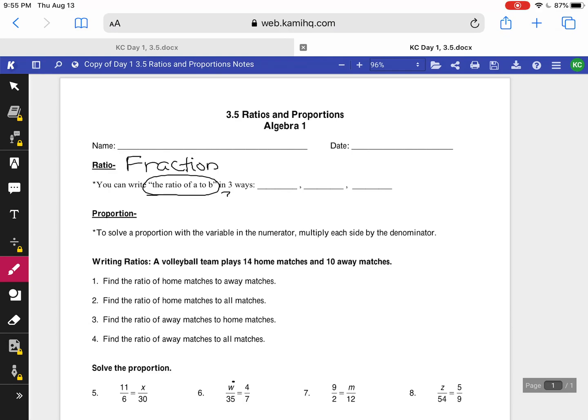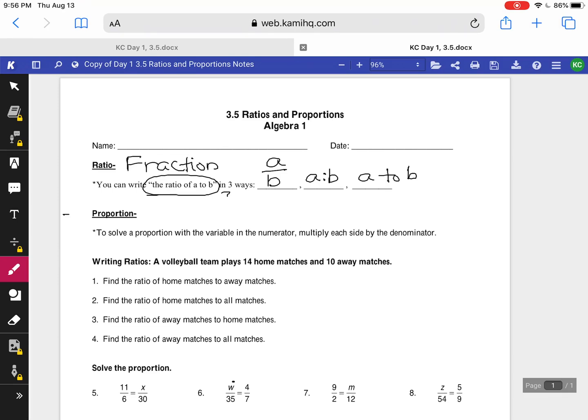So here I'm looking at the ratio of A to B. How can we write that in 3 different ways? Well, we're going to write A to B as a fraction, A to B using a colon, and I can write A and the word to B. So these are our 3 different forms that we're going to see throughout the math year when it comes to that ratio and how we can begin to write those ratios.